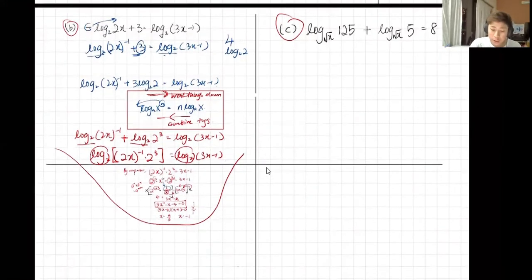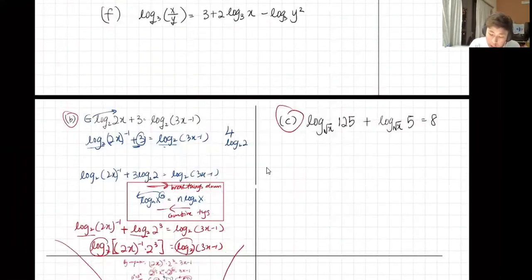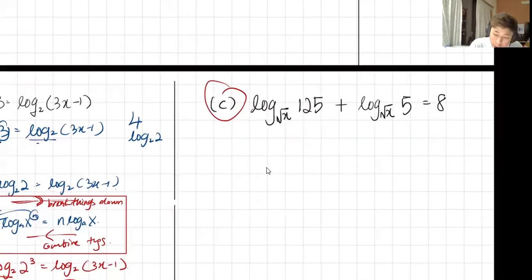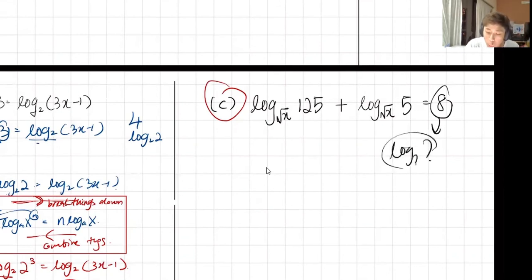Okay, so for question C, I know it has the same base already. I can see they have the same base. So I try to express this one into the same base. I told you a number, you can express it as a log base something very easily. Because 8 is basically 8 times log base something of that something, which would become 1. Because 8 times 1 will give you 8.